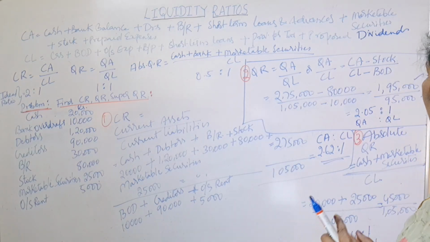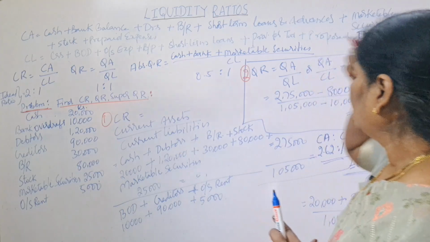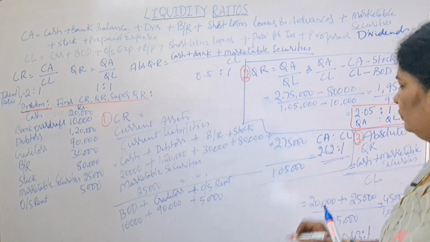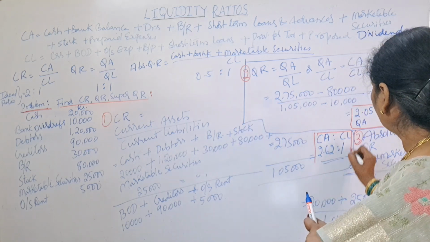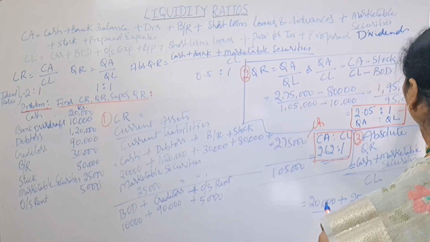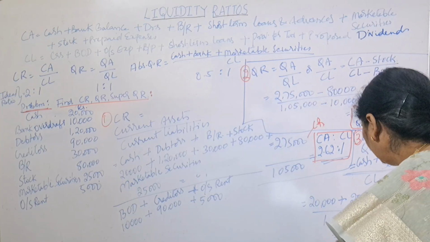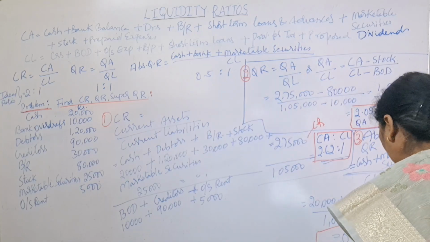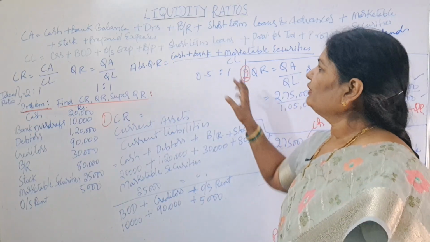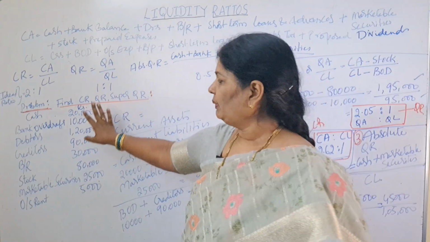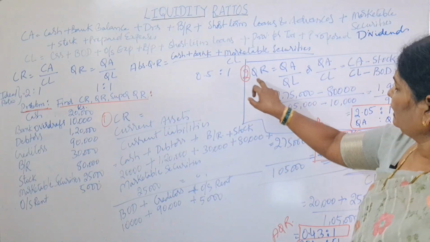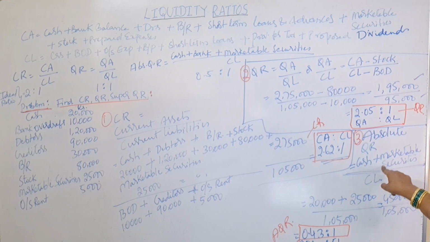After preparing ratios, whatever you get, you put that in a box. Here this is current ratio, this is quick ratio, and here it is absolute quick ratio. So today we have solved liquidity ratios. Using the problem given to us, we have calculated current ratio, quick ratio, and absolute quick ratio.